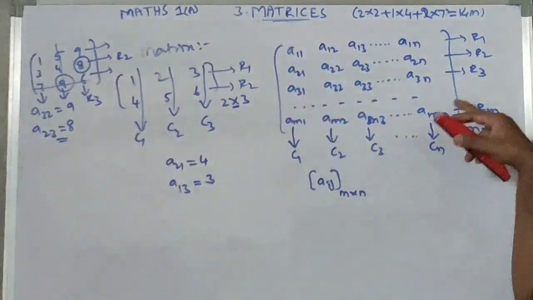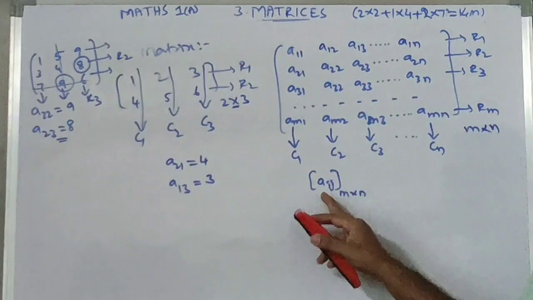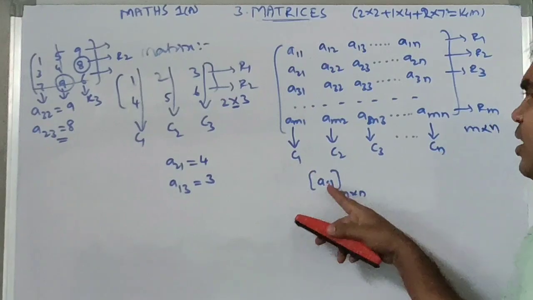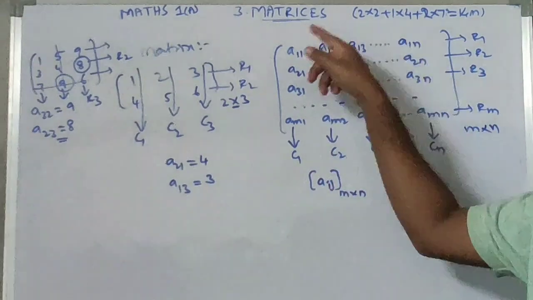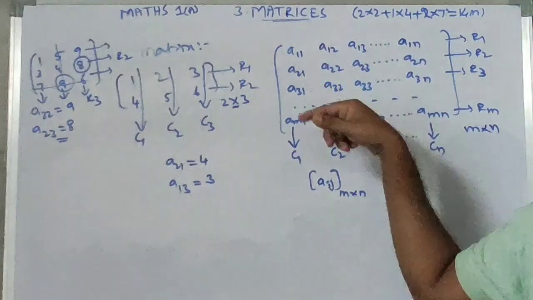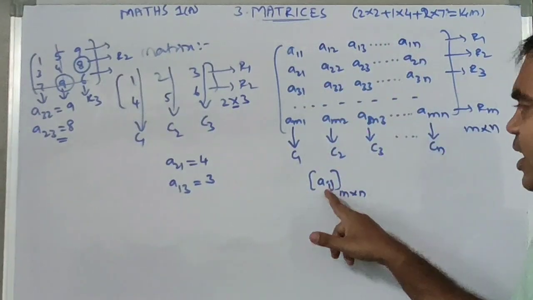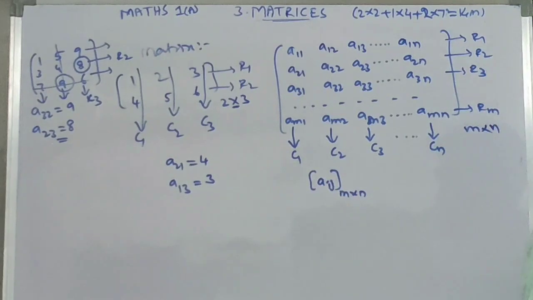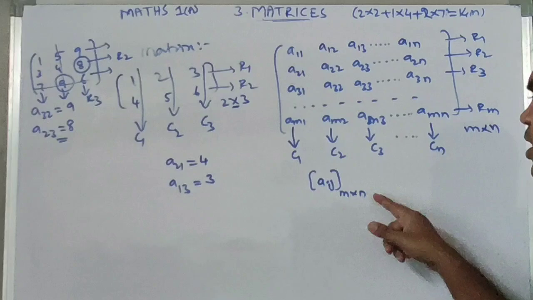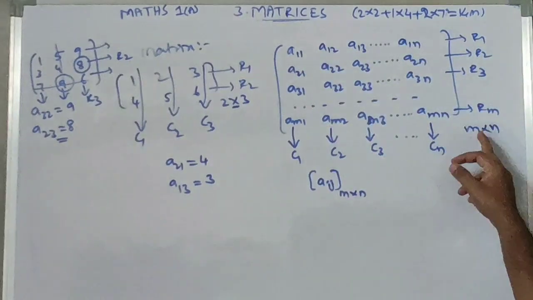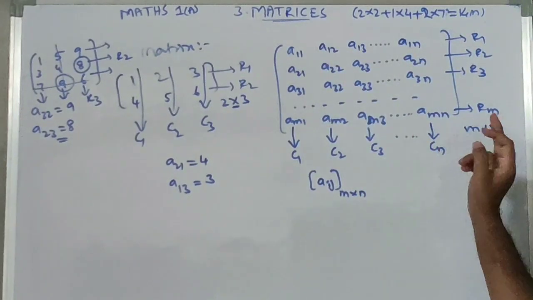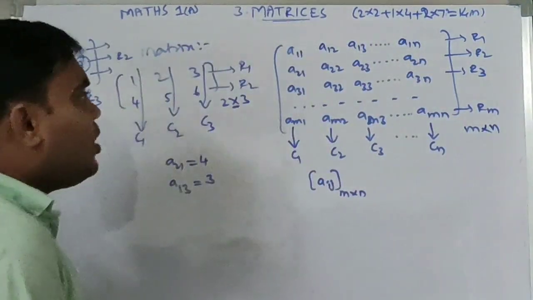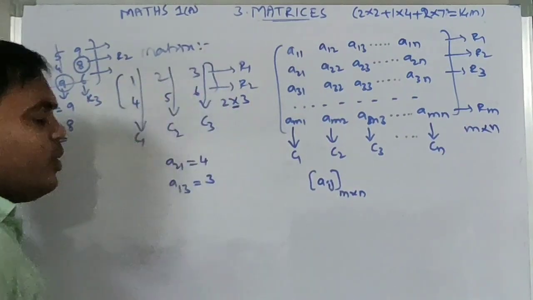Each and every element of this matrix will be represented with Aij. Aij means the element which is in the ith row, jth column. The order of a matrix is m by n, so the total number of elements is m into n, mn. So here the order is 2 by 3; 2 into 3 is 6, so the total number of elements equals 6.